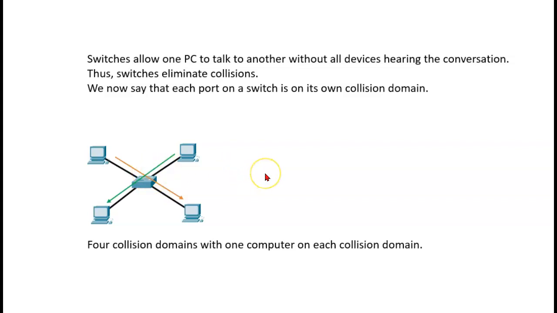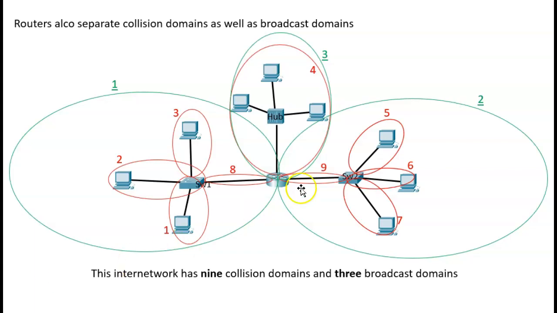So let's put this knowledge together, broadcast domains and collision domains, and see if we can tell how many broadcast and how many collision domains we have. Now, by the way, I didn't mention here that routers also separate collision domains as well as broadcast domains, so just keep that in mind. So here we have 9 collision domains and 3 broadcast domains.